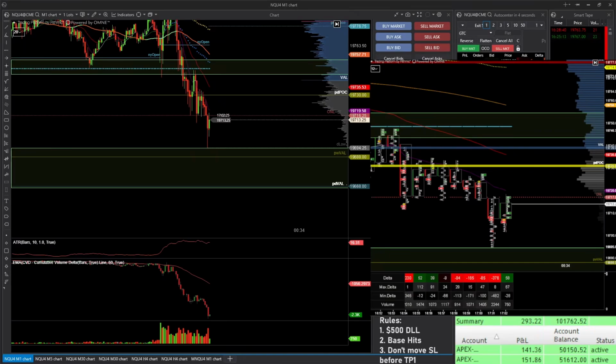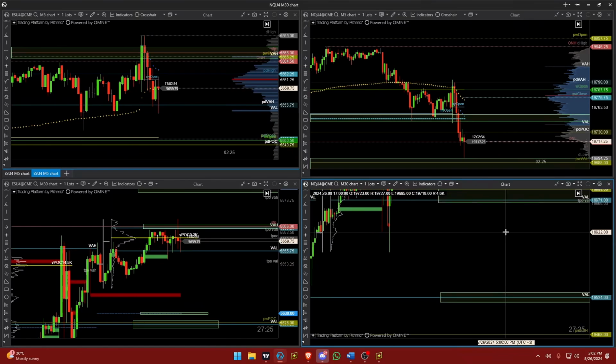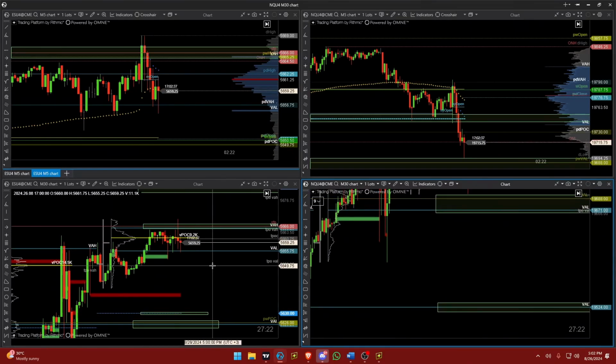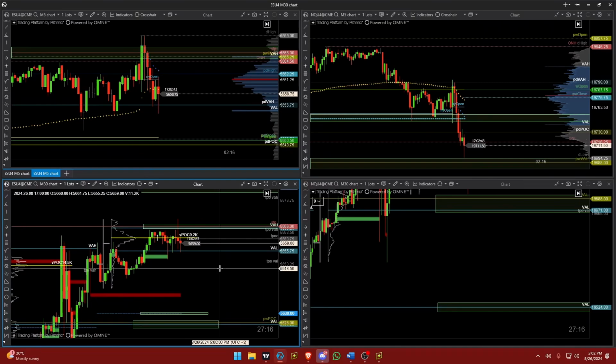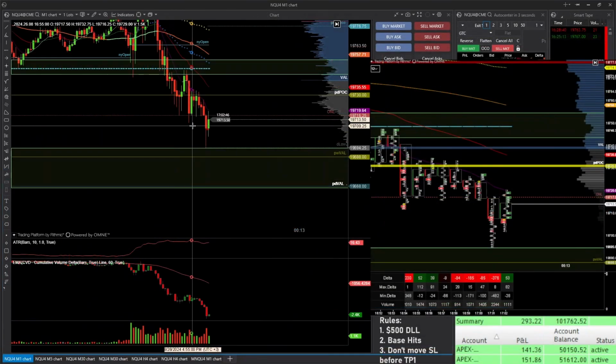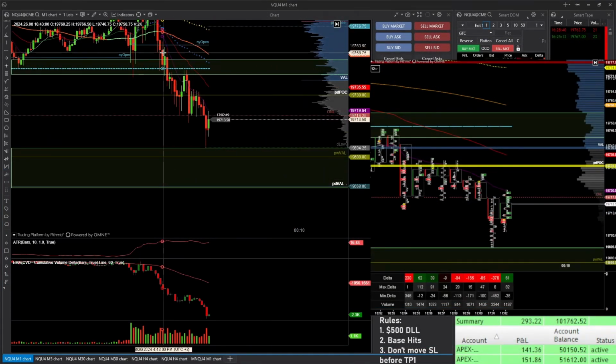Because if we lose this level, then there's a long way to drop until our next support level. And you can see that here. On ES, it's the same discussion. If we're losing the previous day point of control, we have a long way to go until support, 100 ticks. But yeah, let's see. Right now, we're seeing weakness.